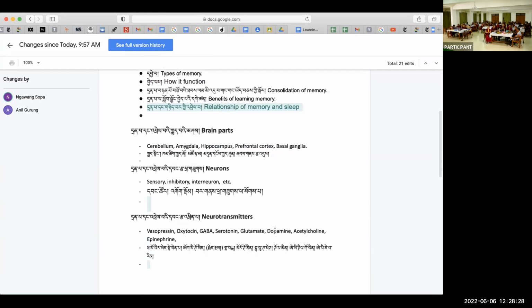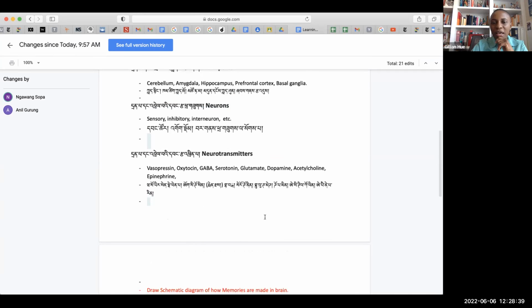Okay. So they will just let the students recognize different parts or different regions of the brain. Yes. Okay.